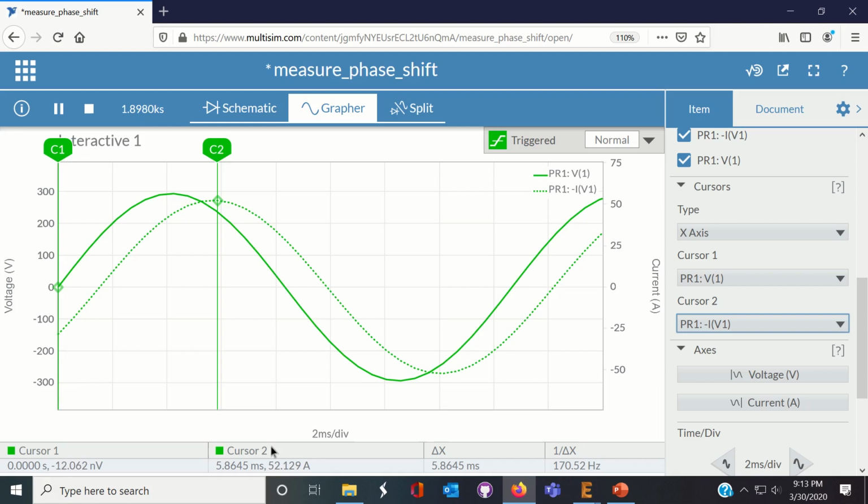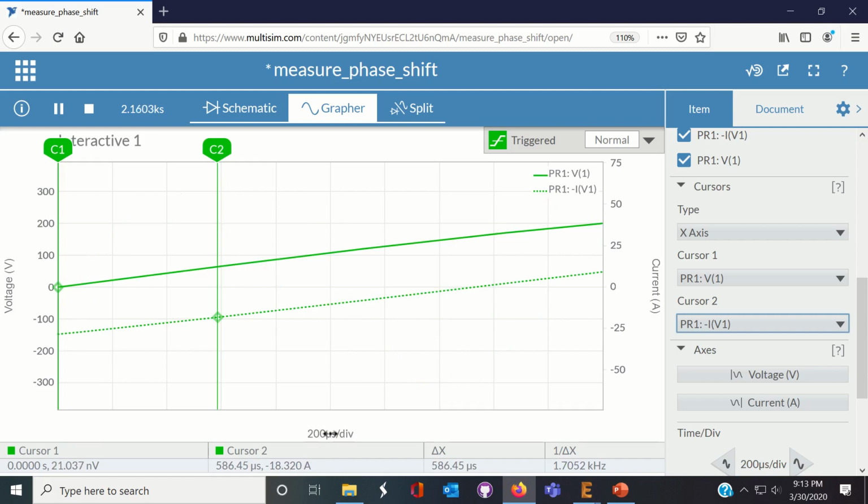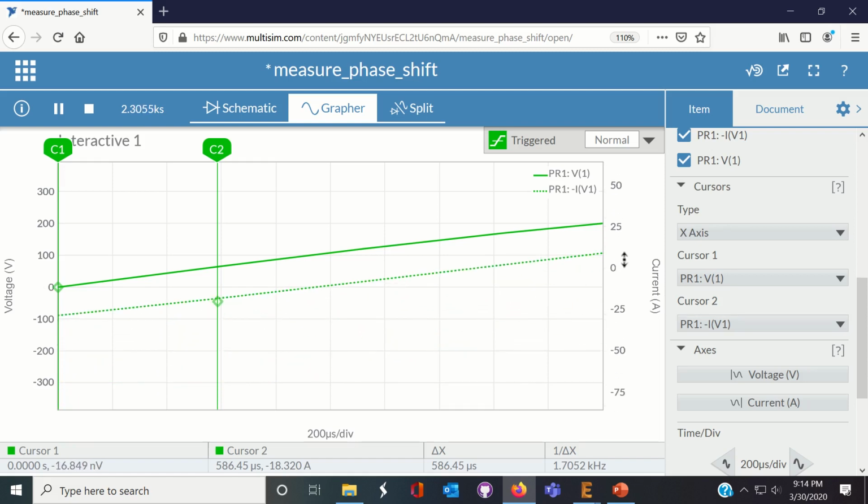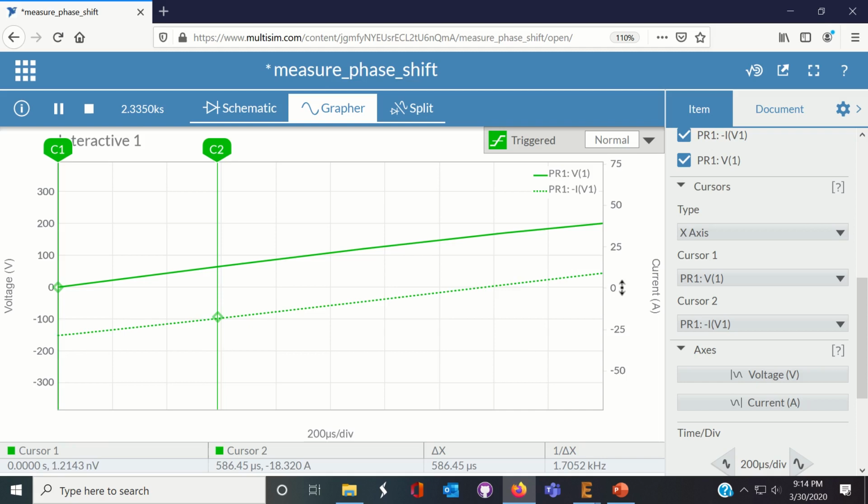At this point, we can start to measure the phase. Be careful here. The axes, you can slide them like this. You want to make absolutely certain that both of them are indeed on the same zero. When we do that, we can slide cursor 2 over to zero current. And remember, cursor 1 was already at zero current. Correction, it was already at zero voltage because that's what we're triggering off of.